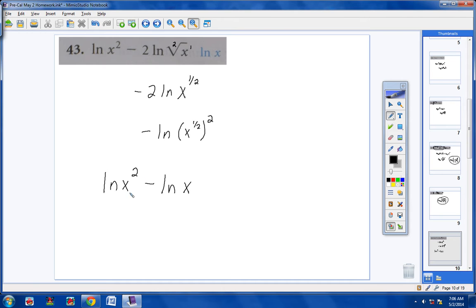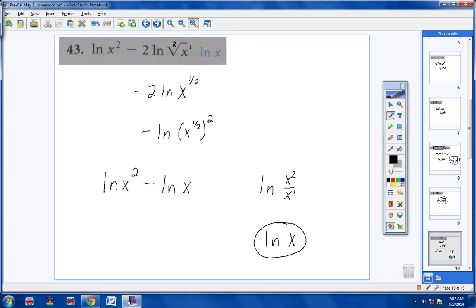Now, notice I have like bases. They're both natural logs. Notice they're both being subtracted. So I'm going to write my logarithm one time, and then I'm going to divide my arguments. So x squared over x. And of course, it's x to the 1 power. Well, x squared over x reduces to just x. So I end up with the natural log of x. That's it. Hope that made sense.